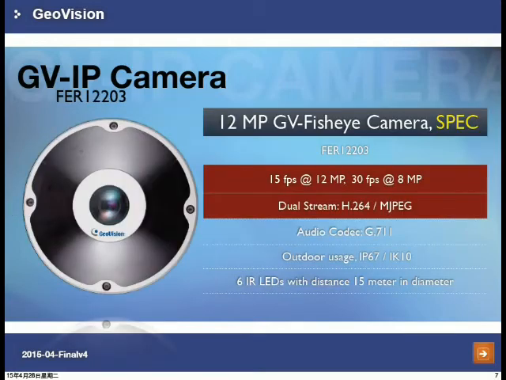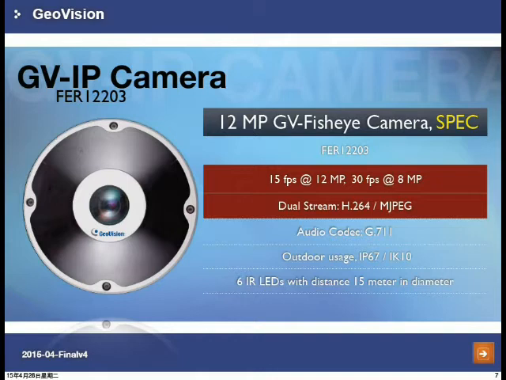And the first fisheye camera with 12 megapixels in GeoVision. As you can tell from the physical design, this cover is black. So why do we use black? Because we think black is cool? No way. We actually have a reason behind this. By using this color of cover, by this combination, it provides better light transmission. This is the main reason why we use this color of cover.